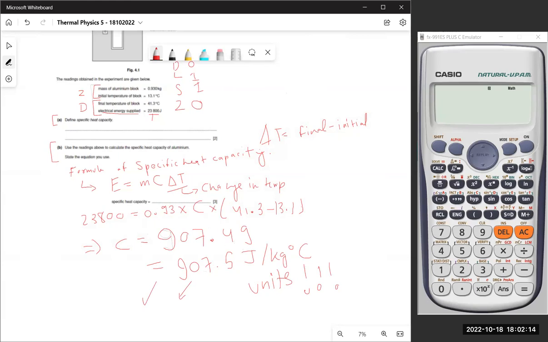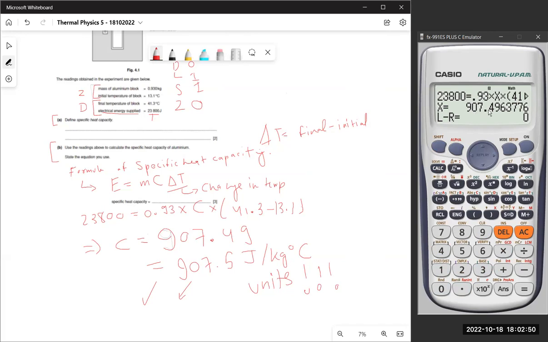Now, Safa, work with me. Why was your answer wrong? I just put the number in the place of C and multiplied it all. Okay. Now, guys, do you know how to solve using the equation solver in the calculator? No. All you have to do is put the numbers in, and in the place of what you're trying to find, put x. Then when you solve it, your calculator will give you the answer, 907.49 or 907.5. That's the answer.